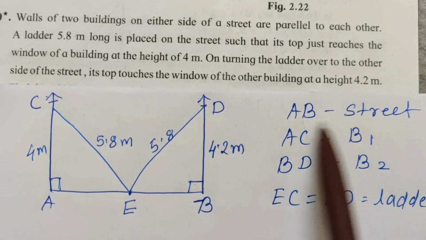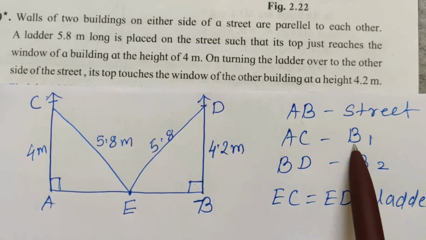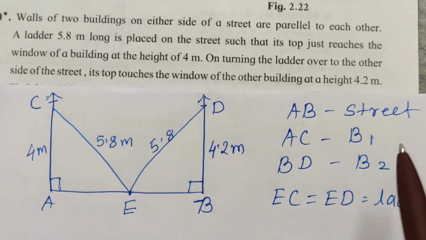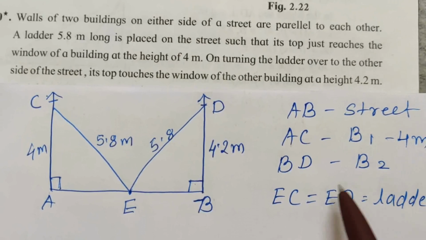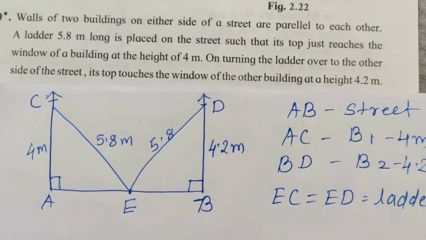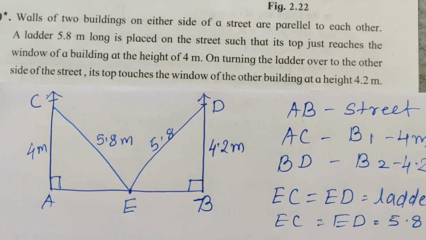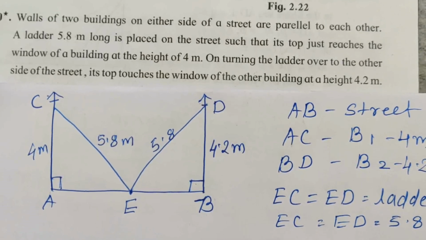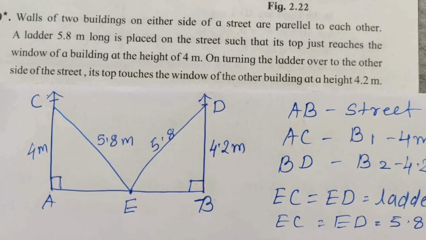Now we have to find out AB. In the first building, the ladder is touching the wall at a height of 4 meter, and in the second building it is touching at a height of 4.2 meter. The length of the ladder, you can mention it here, is equal to 5.8. This I wrote in short; you can write in detail clearly. When you write the diagram and the given, it gives you one or half marks.